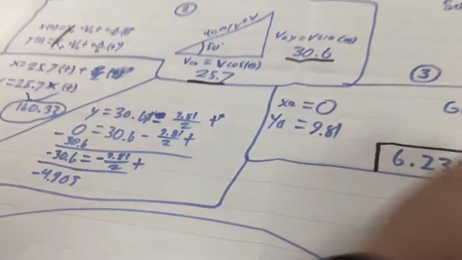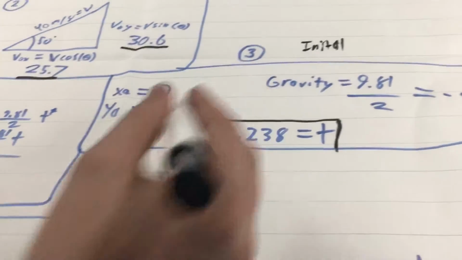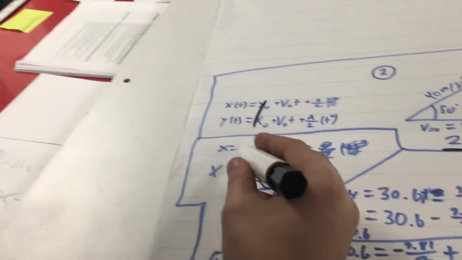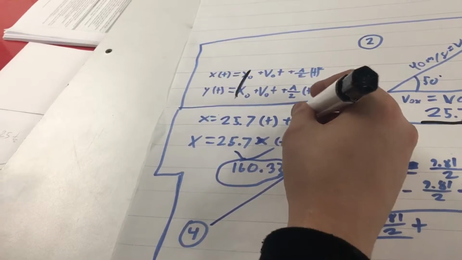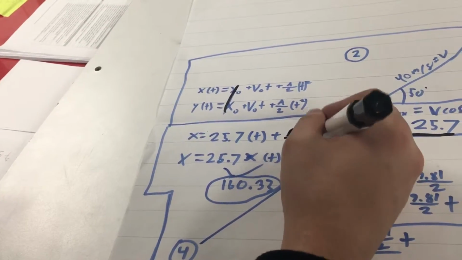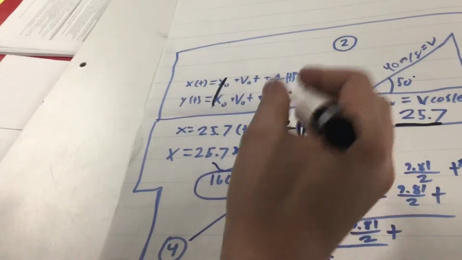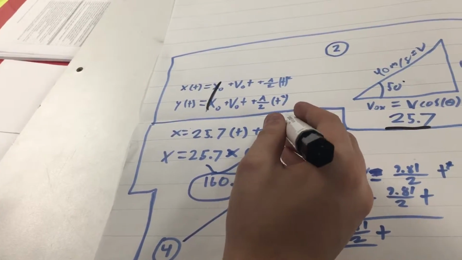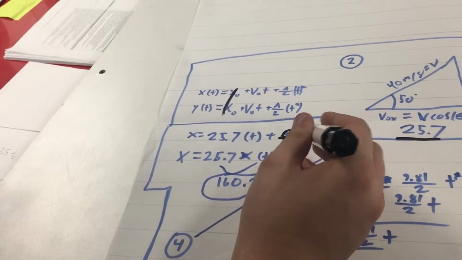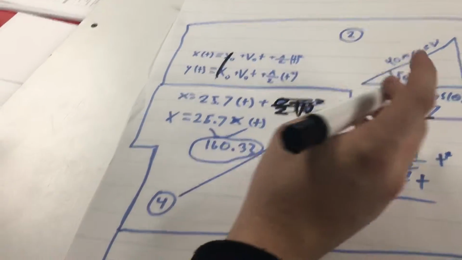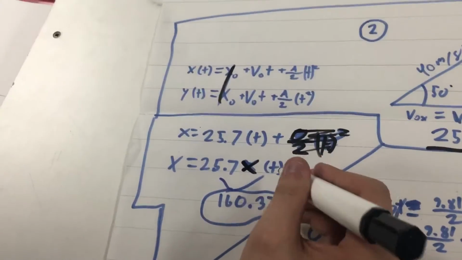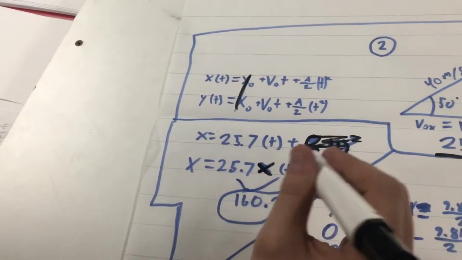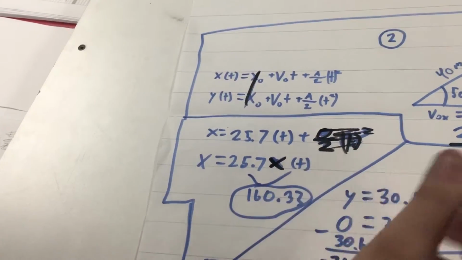Now you just input all of these things into the problem, which we do here. x equals 25.7 times t plus 0 over 2 t squared. Since this is being multiplied by 0, it becomes non-existent. It's just gone. So then it becomes 25.7 times t. Now, here's the thing. We don't know t yet.